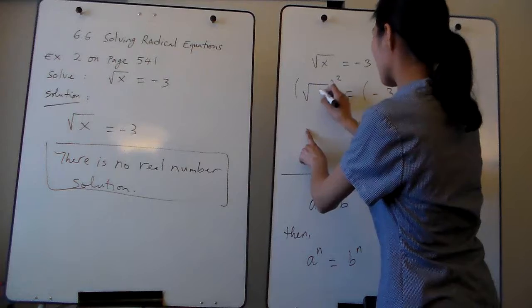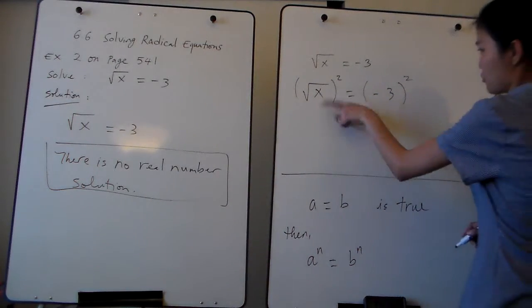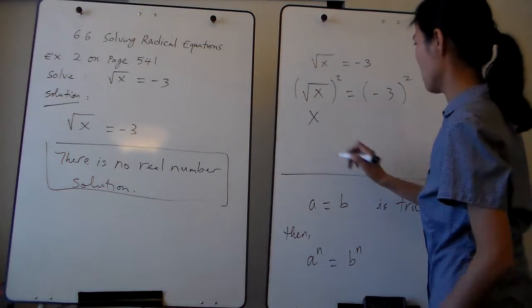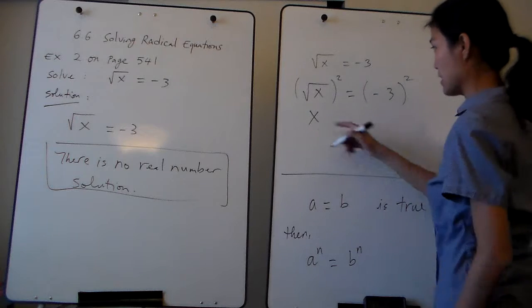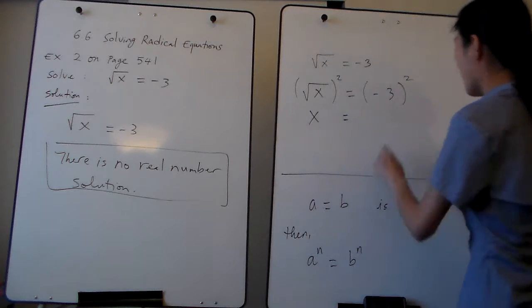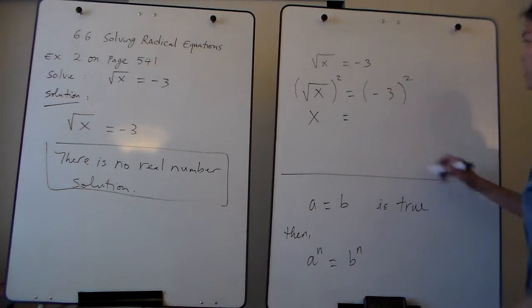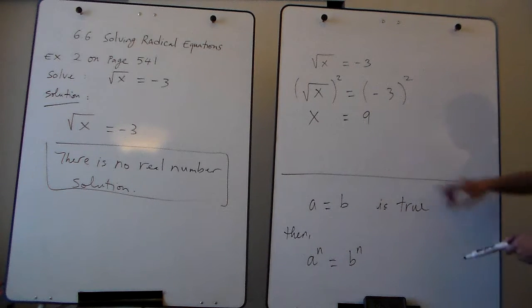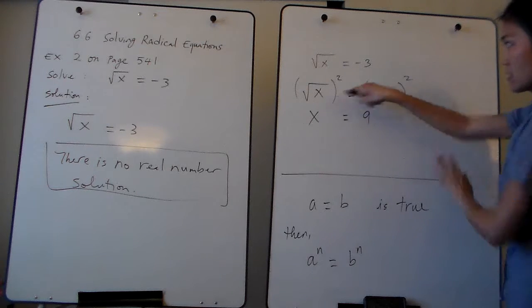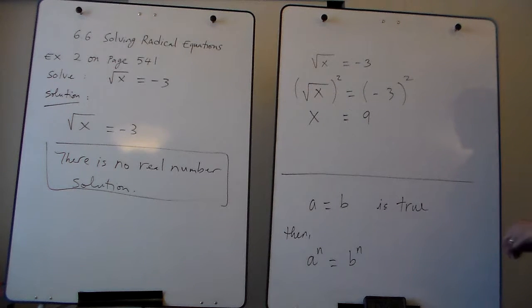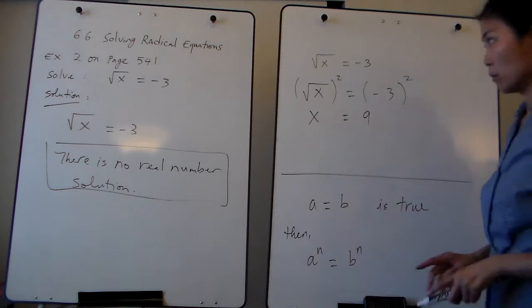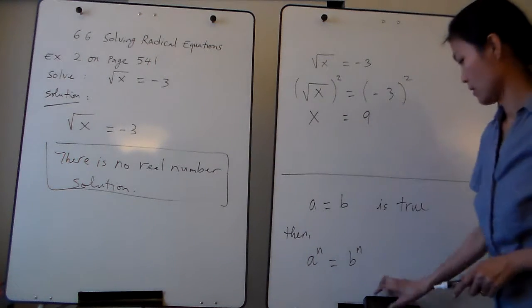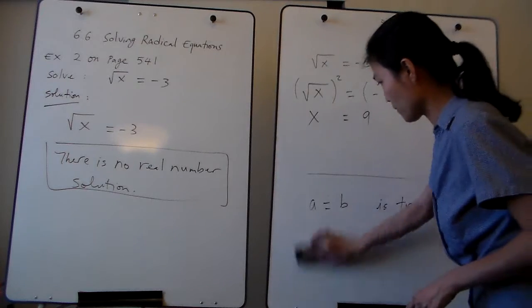Okay, so this is square root of x. When you square both sides, the square root of x squared is equal to x, and -3 squared is equal to 9. So the answer is 9. And again, you need to check the answer because once you square this, you may get an incorrect solution, or a solution that does not belong to this equation. All right, let's test it.